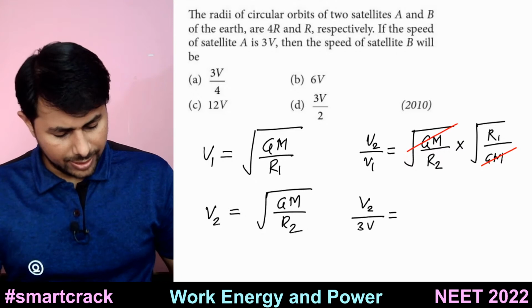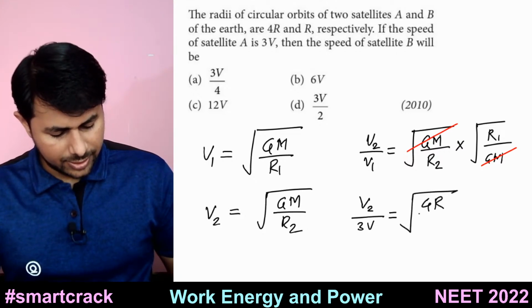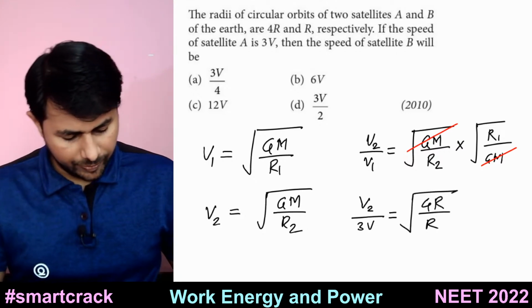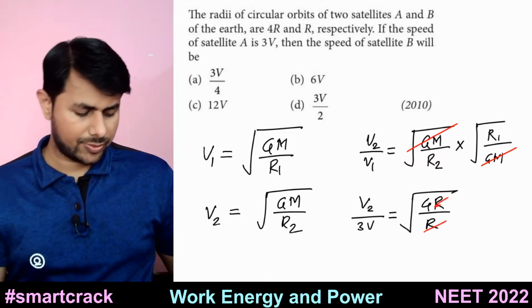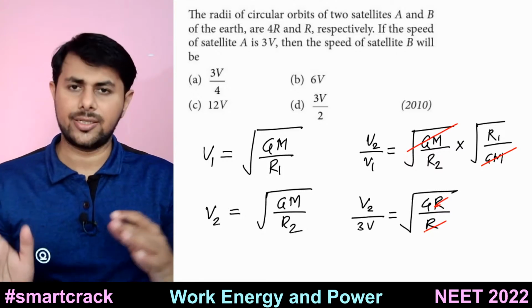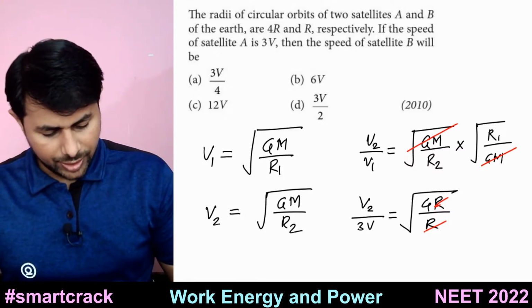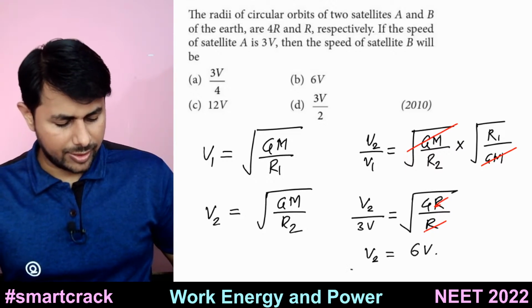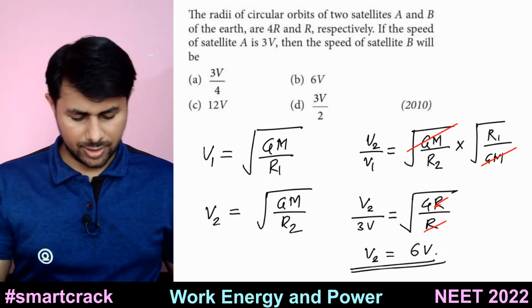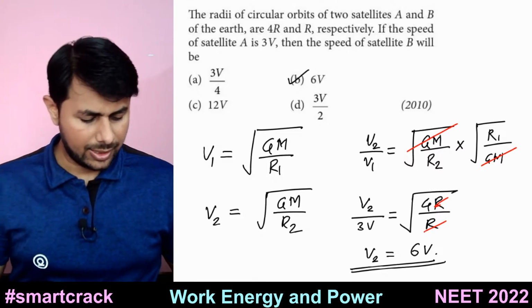Let's substitute that. This is 4r, this is r, and r also gets cancelled. So the square root of 4 is 2. Let's take 3v on the other side. So v2 equals 2 times 3v, so 6v. So this is the answer. Option B is the answer.